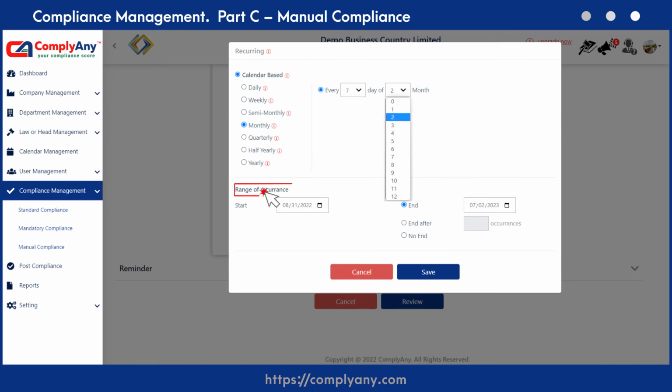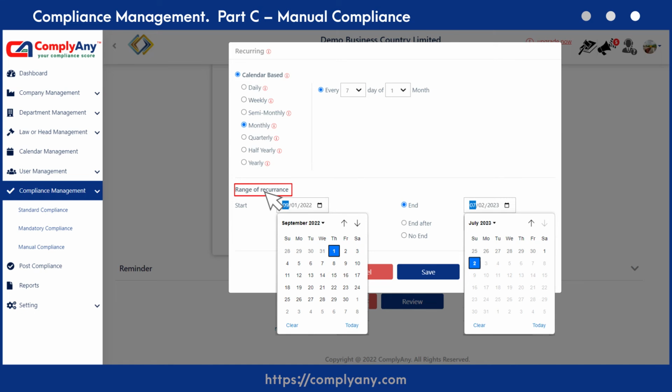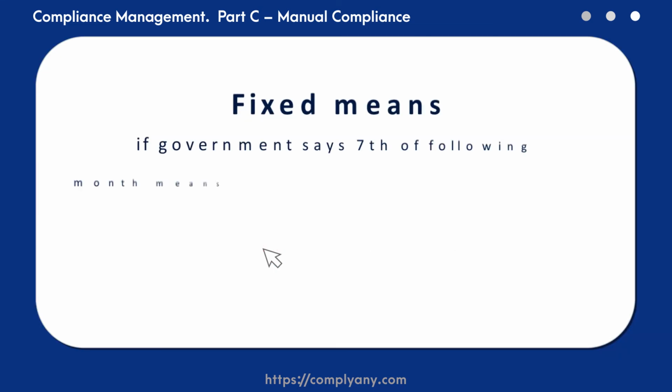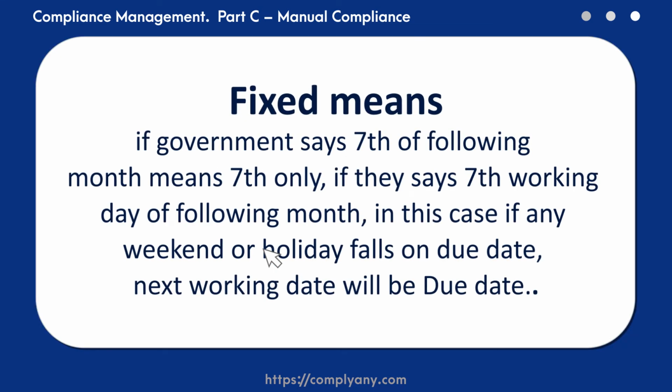Then select range of recurrence, start date and end date. By default end date is subscription end date. Enter due date description, if any. Select date type, fixed or working. Fixed means if government says 7th of following month, it means 7th only. If they say 7th working day of following month, in this case if any weekend or holiday falls on due date, next working date will be due date.